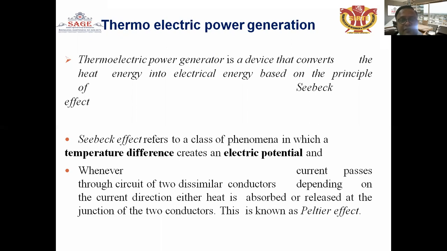So there are two methods by which thermoelectric power generation is done, and the energy conversion from heat energy into electrical energy is done by the Seebeck and the Peltier effect. The Seebeck effect refers to a class of phenomena in which a temperature difference creates an electrical potential. This is called the Seebeck effect.